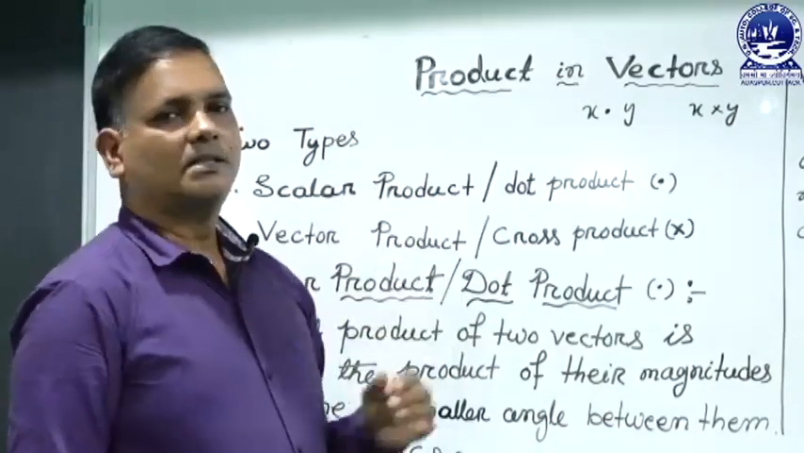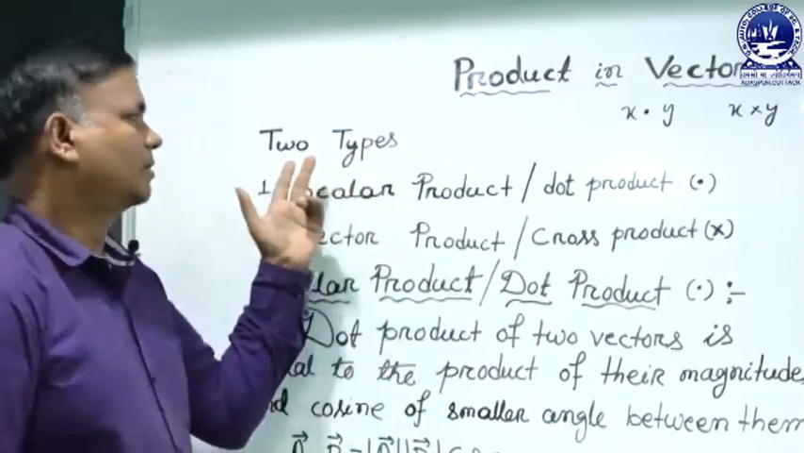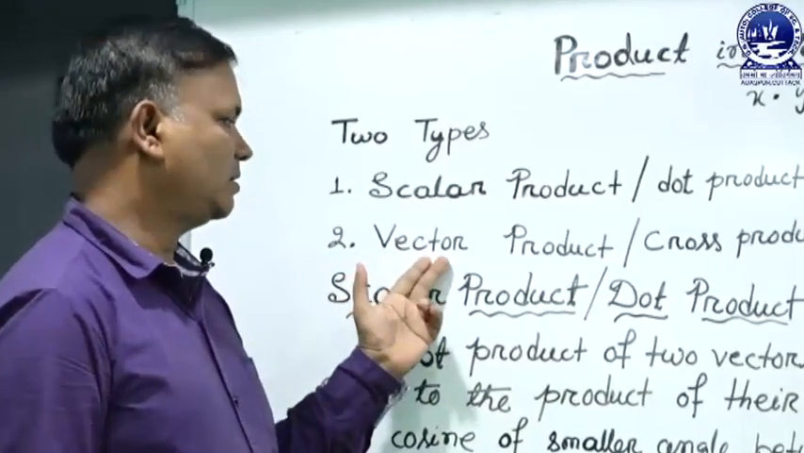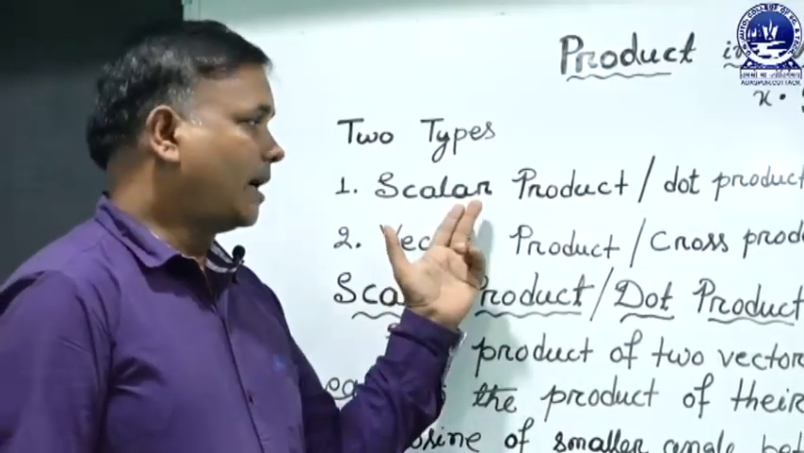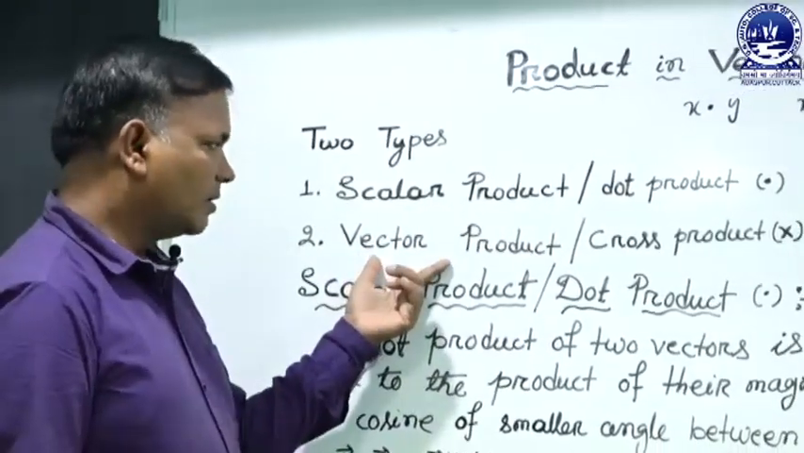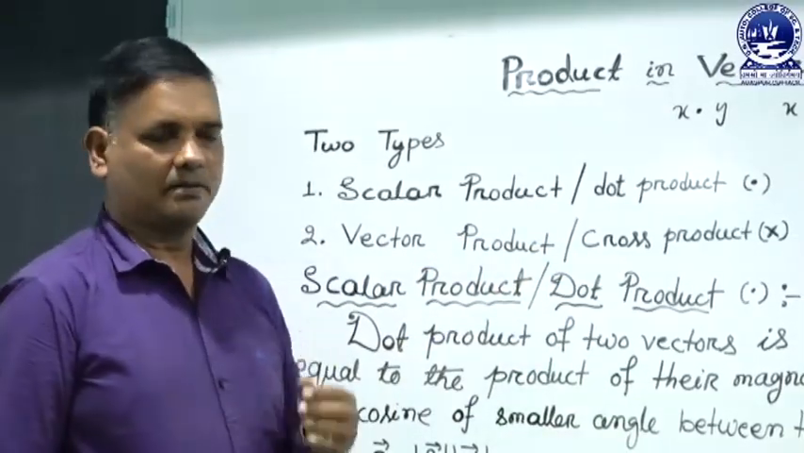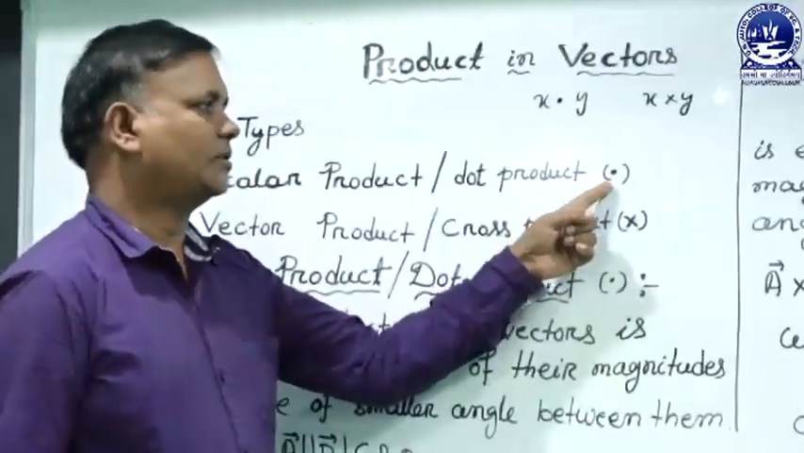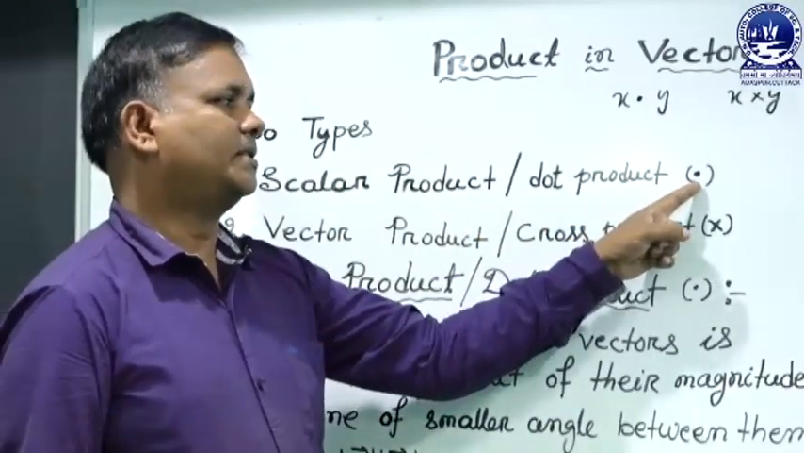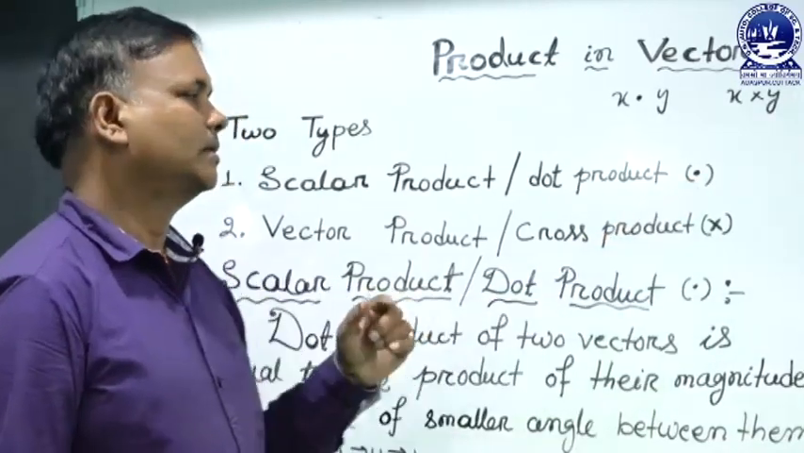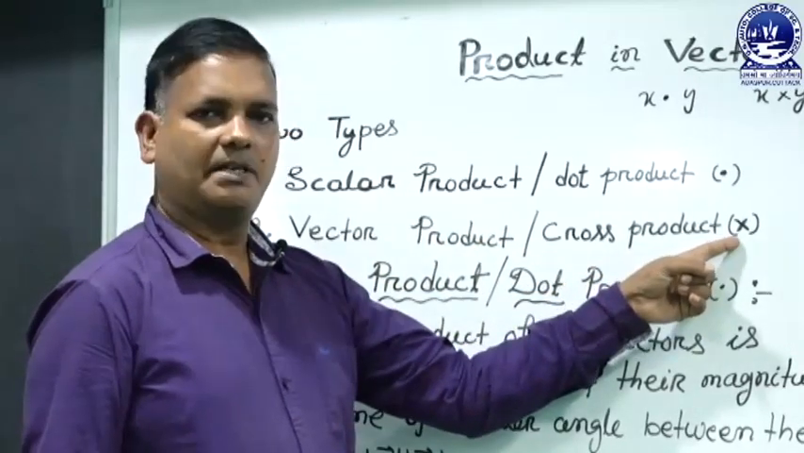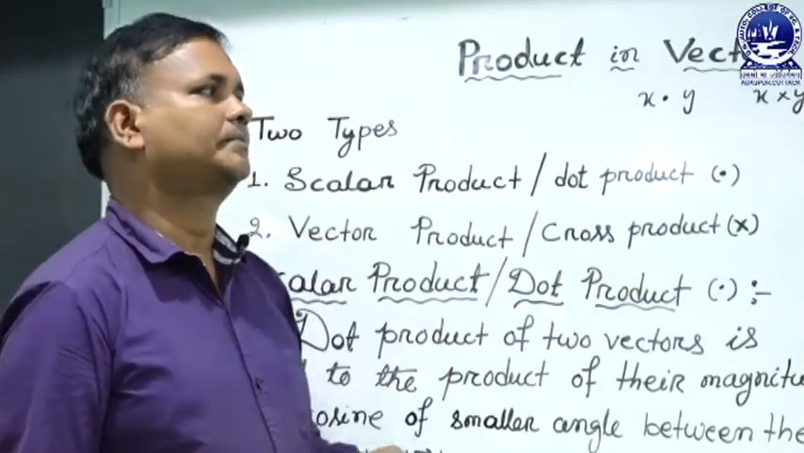So the product in vectors is of two types. One is the scalar product and the next one is the vector product. The scalar product is also called the dot product, and the vector product is also called the cross product. The scalar product or dot product is represented by the symbol dot. Similarly, the vector product or cross product is represented by the symbol cross.